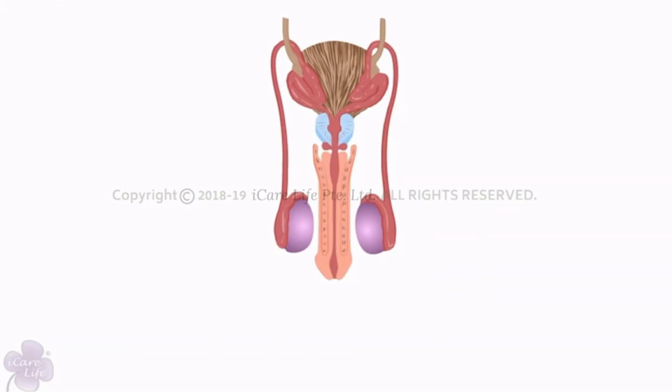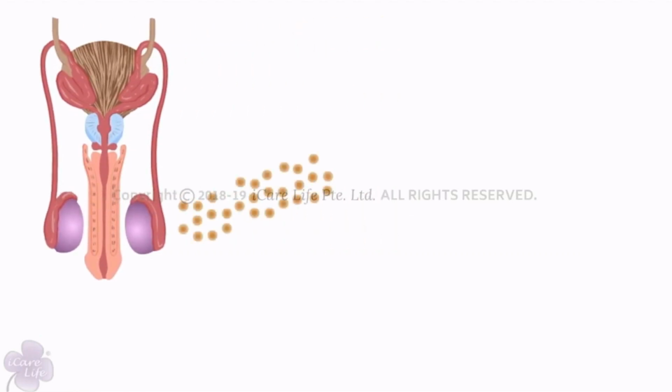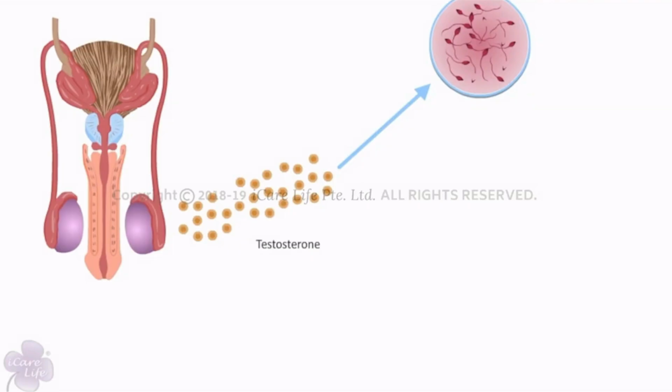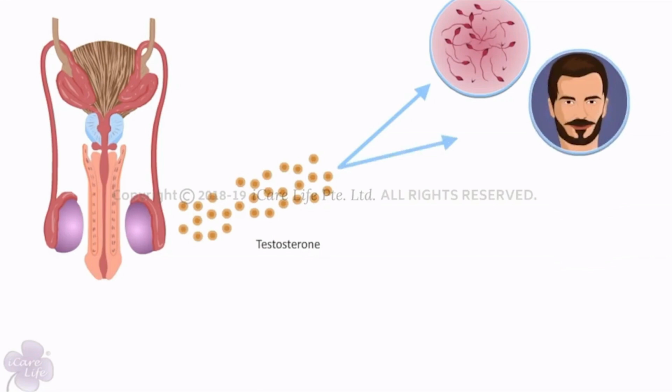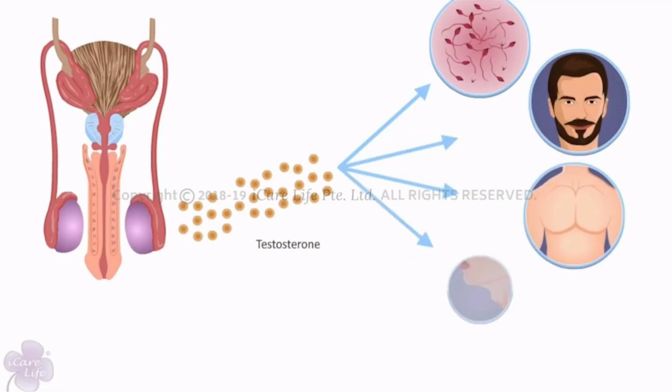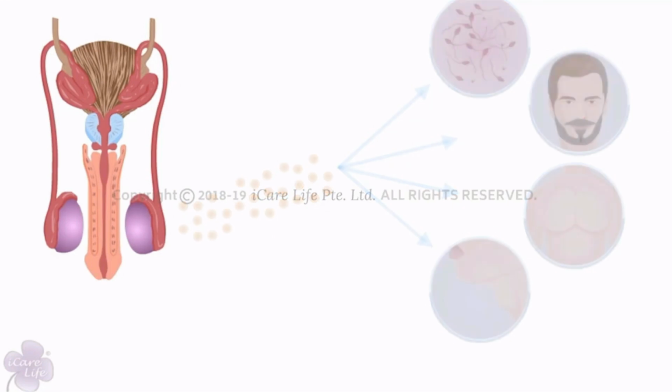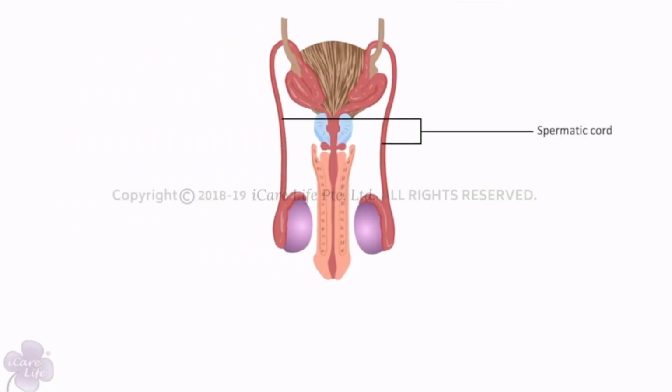The most important part of the male reproductive system is a pair of testicles. Testicles secrete the male hormone, testosterone, which stimulates the cells to produce sperms. It is also responsible for the male characteristics such as facial hair, broad shoulders, and Adam's apple in the throat. The spermatic cord consists of arteries, veins, and the tube that carries the sperm from the testicles to the urethra.